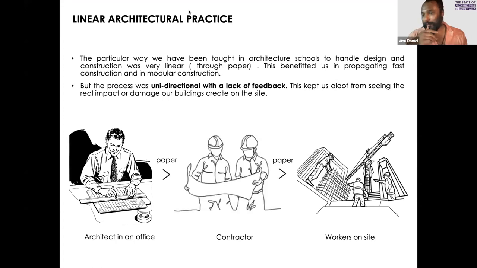What linear practice means is that the architect designs on paper and the paper travels all the way to the site via the contractor, via the mason. And that is the way we have all practiced, and almost 90% of the world still practices it. It is the reason how we have built our cities and all those things. But looking back, there is one small problem with that kind of practice.